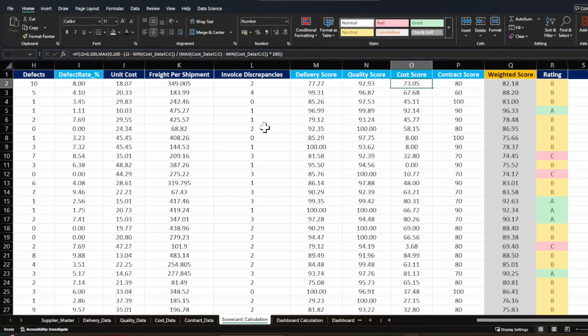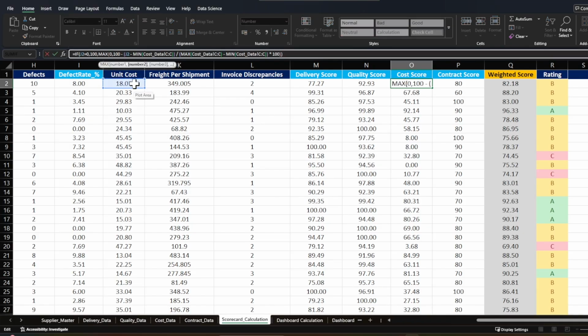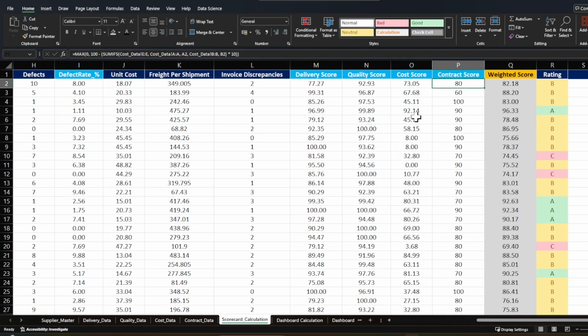Then the cost score. The cost score checks your cost, which is in this column, and compares this cost with the range of all the costs across the suppliers. If you are near the minimum, then you will be rewarded with a higher cost score, and if you are nearer to the maximum, it will give you a lower score. The same way you have this contract score. In the contract score, we are checking that if your discrepancies are higher, you will be given a lower contract score. If your invoice discrepancies are minimal, you will be awarded a higher contract score.